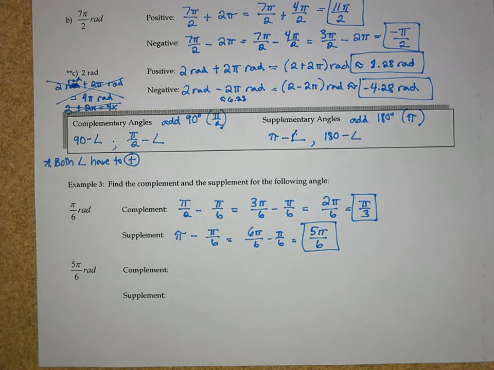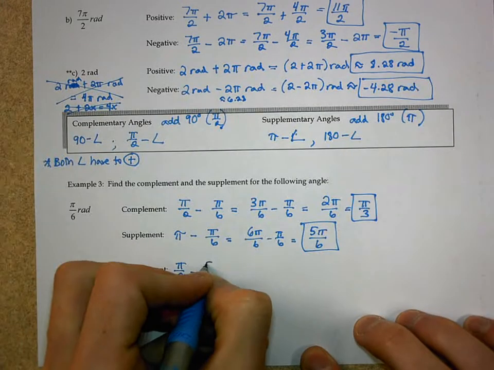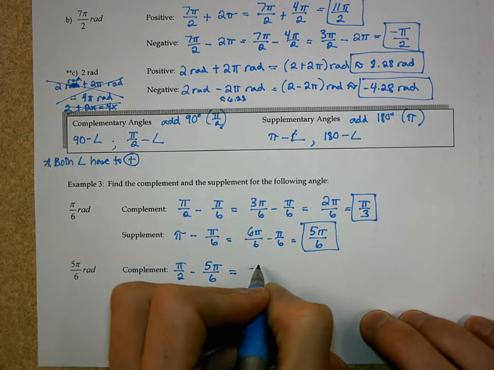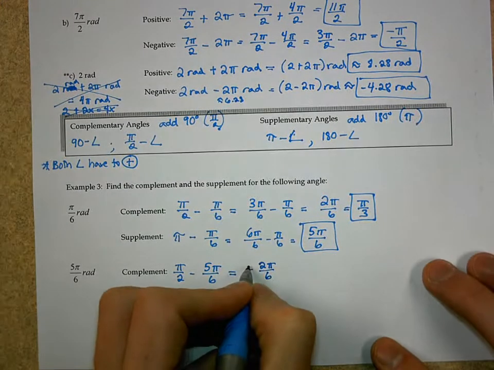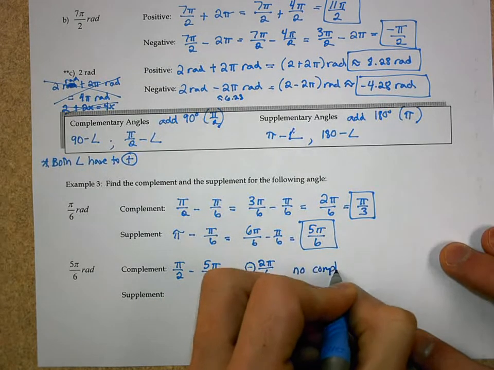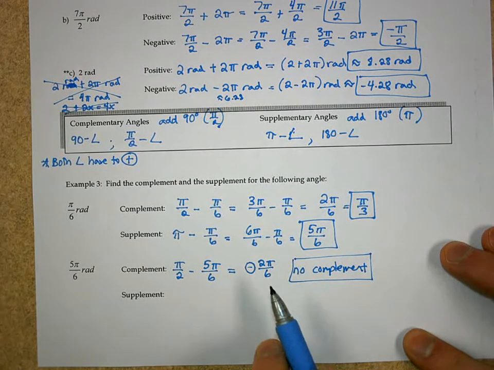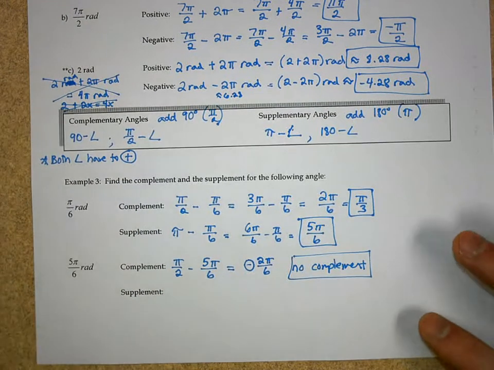The last example here, 5 pi over 6 radians, finding the complement and the supplement. Follow the same approach, pi over 2 minus 5 pi over 6. And when I subtract those two values, I'm going to get a negative 2 pi over 6. As soon as I have a negative right there, that's an issue. So I'm going to say no complement. And the reason for that is I cannot have a negative angle. Both of my angles have to be positive to have complementary or supplementary angles.